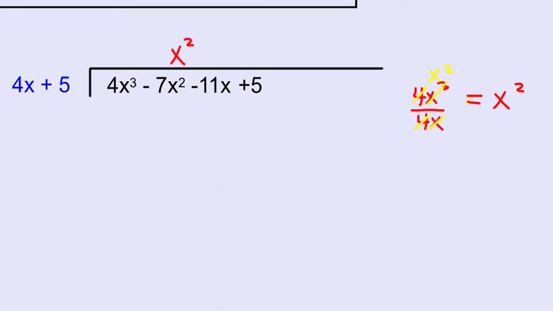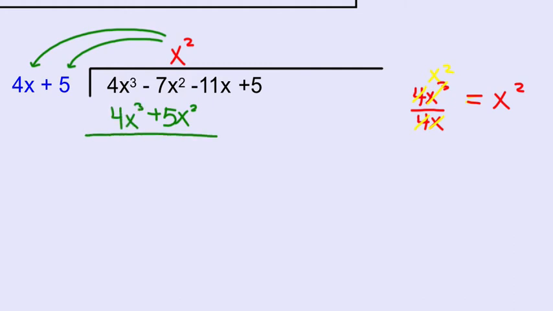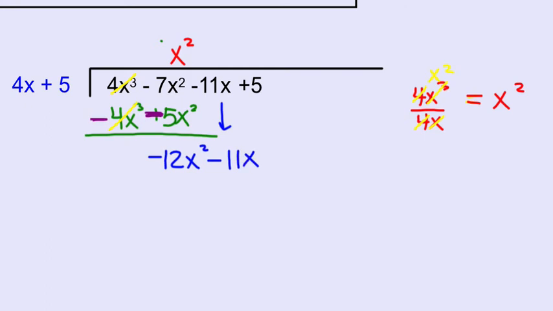All right, now let's start our multiplying. We multiply everything in front. So x squared times 5 is positive 5x squared. X squared times 4x is positive 4x cubed. So erase those arrows. And now we have to change the sign. So now this becomes a negative, and this becomes a negative. So now 4x cubed minus 4x cubed cancels out. Negative 7x squared minus 5x squared is negative 12x squared. Bring down the next term, minus 11x.